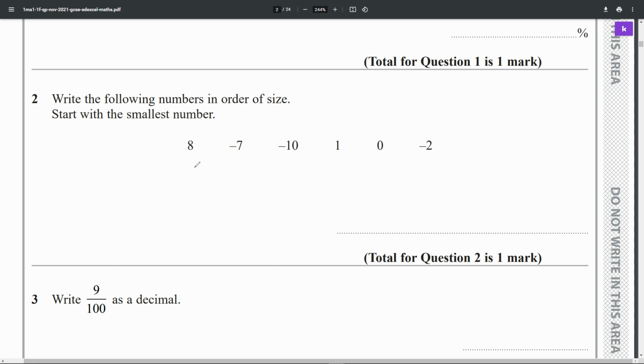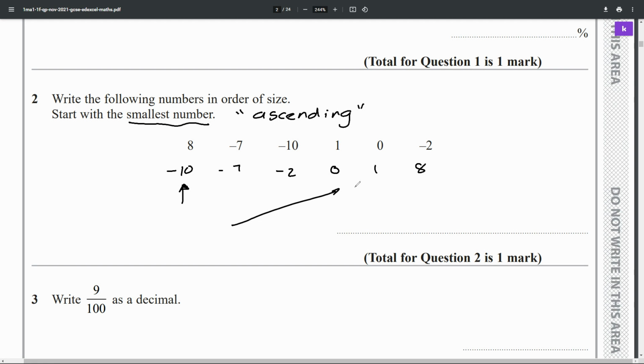So basically over here, the lowest number here is going to be negative 10, then negative 7 on the number line, then negative 2, we get to 0, 1, and then 8. All right, so write the following numbers in order of size, and it says start with the smallest number, and that's going to be negative 10. Another way of phrasing this question would be if you're starting with the smallest number, you are going in ascending order. All right, so if you see the word ascending, then you know you're going up from smallest to biggest.